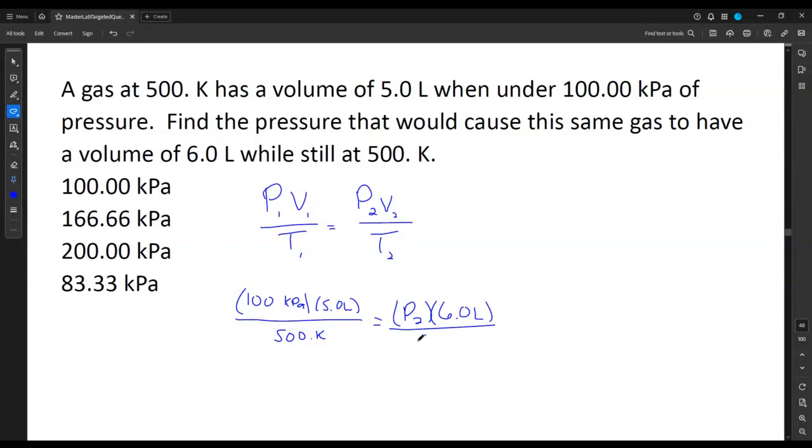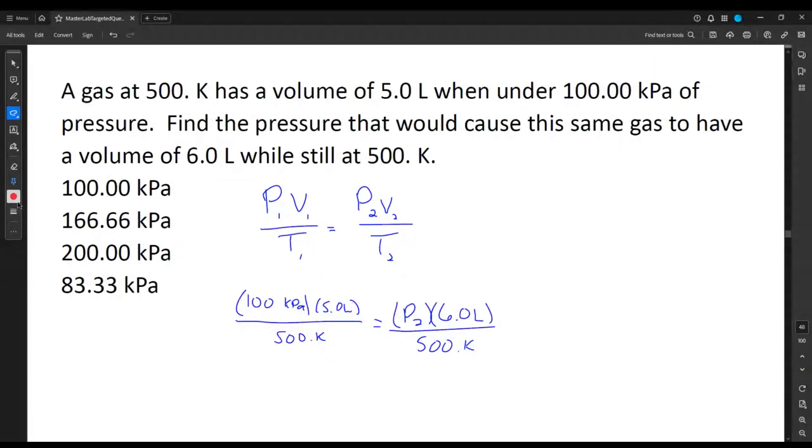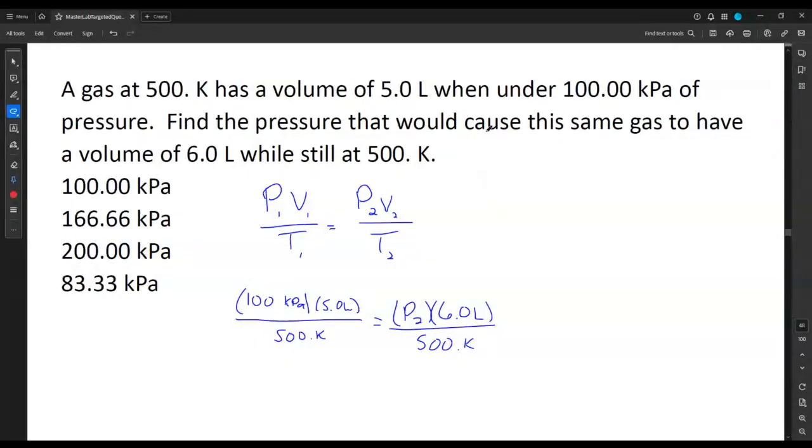Then the temperature is still 500 Kelvin. Now that's actually helpful and something that could have given us a little bit of a shortcut if we'd looked for it ahead of time. If the temperatures are held constant, then they cancel from the formula and they don't really factor into what we're doing.